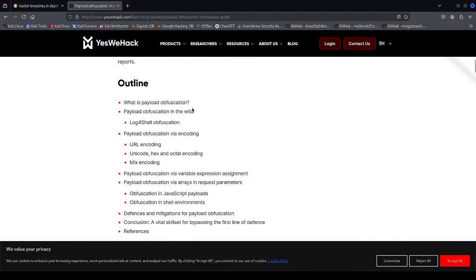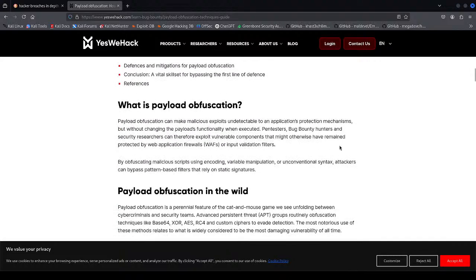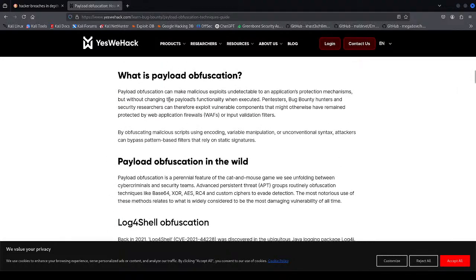What is payload obfuscation? Payload obfuscation in the wild. Log4Shell obfuscation. All right, I'm going to stop reading all this. Payload obfuscation can make malicious exploits undetectable to an application's protection mechanisms, without changing the payload's functionality when executed. Pen testers, bug bounty hunters, and security researchers can therefore exploit vulnerable components that might otherwise have remained protected by web application firewalls or input validation filters.